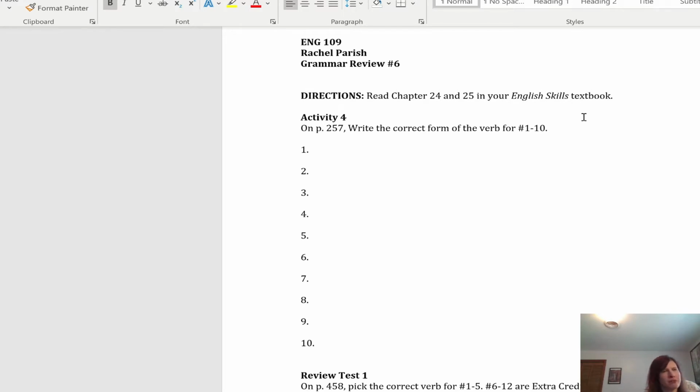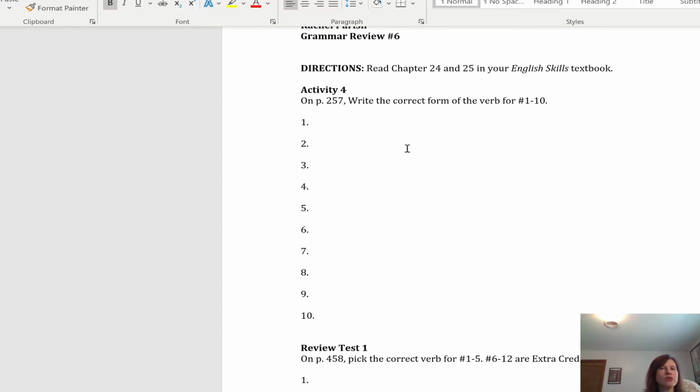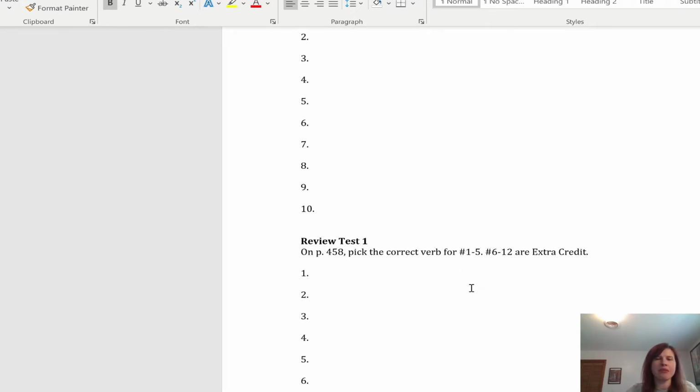We're kind of veering back to what we talked about with the last grammar review. On activity 4, you're going to write for numbers 1 through 10 the correct form of the verb in the sentence. The verb in the sentence on page 257 is not being used correctly, and you just have to write the correct form for numbers 1 through 10.